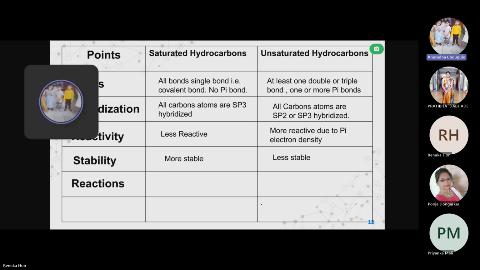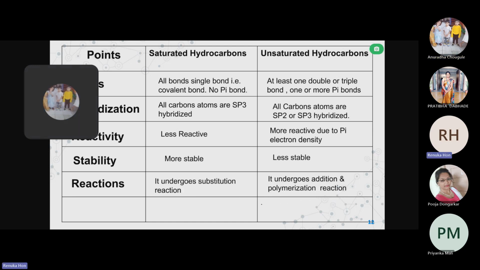Saturated hydrocarbons undergo substitution reactions, and unsaturated hydrocarbons show addition reactions and also polymerization reactions. For an addition reaction, the compound should contain a carbon-carbon double bond or triple bond. Hence, saturated hydrocarbons undergo substitution. Substitution reaction means one atom from the substrate is replaced by another atom from the reagent.